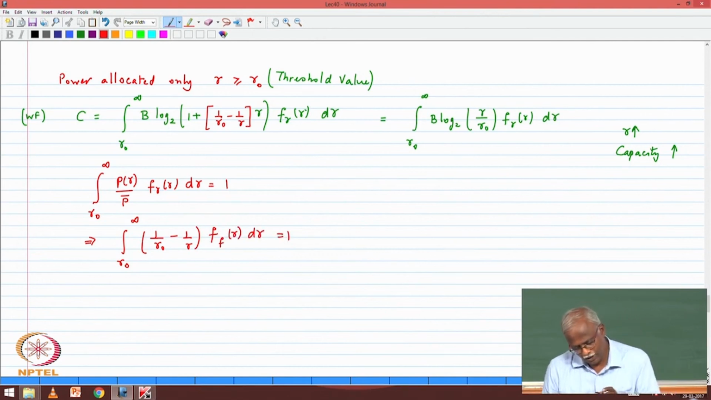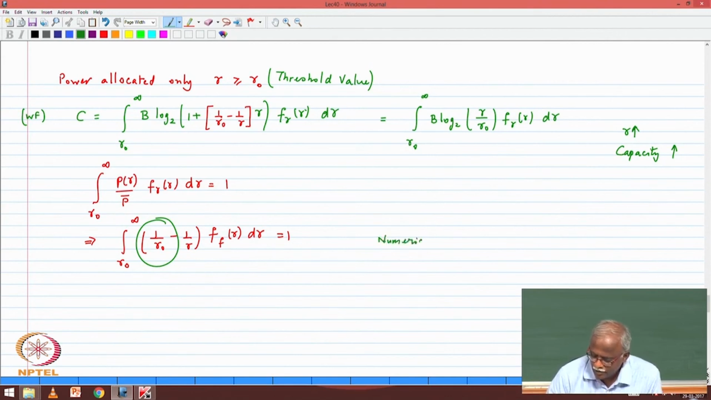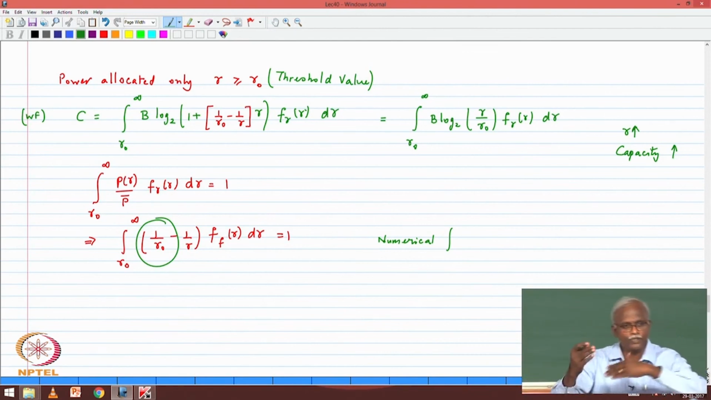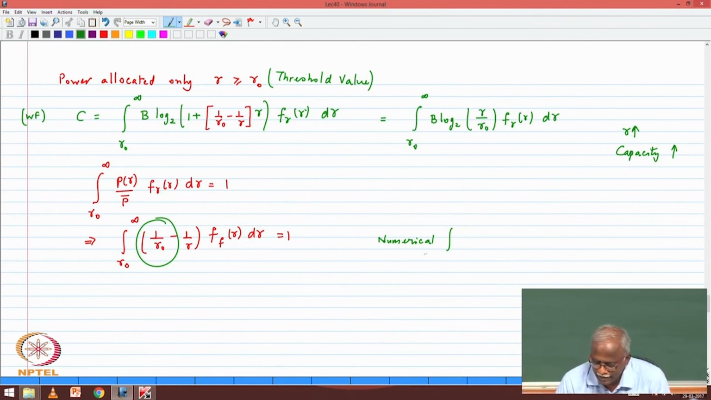So it's an integral, it should satisfy this condition, and usually this is the quantity that we are interested in. We obtain it through numerical integration, and it's an iterative process. You assume some gamma naught, you calculate, and if it comes out greater than 1, then you know you have to adjust. If it becomes very small, then you iterate again. So numerical integration plus iteration, and this is not difficult at all to do. So gamma naught is evaluated numerically.